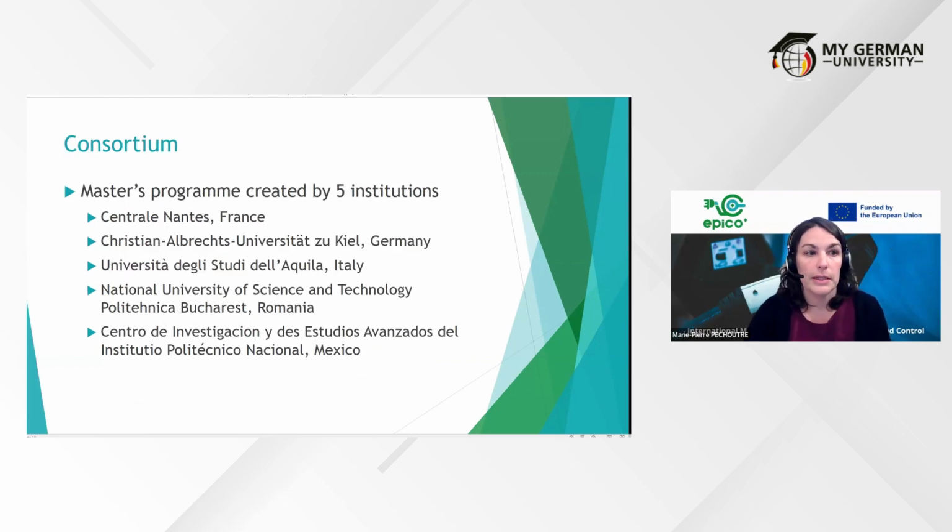The consortium is five universities: Centrale Nantes in France, where I'm located, Kiel University, here in the webinar with us, one university in Italy, one in Romania, and a new one now in Mexico. Those five universities created this master's program where you can spend at least one semester at different universities. If you want a double or a triple diploma with this program, it's possible.